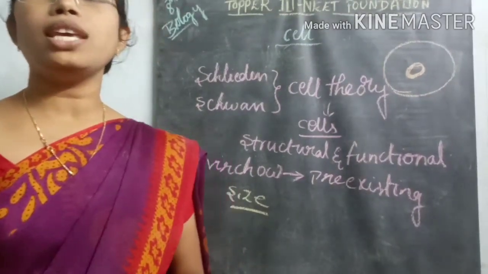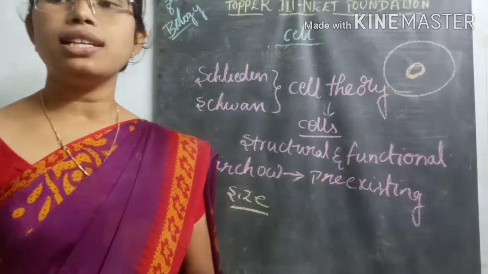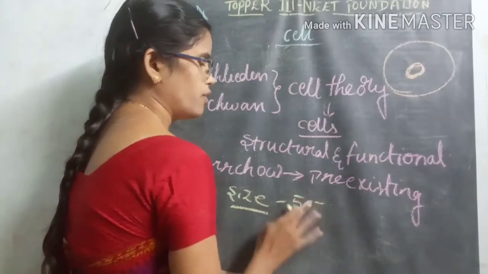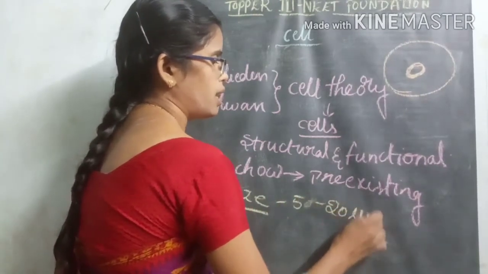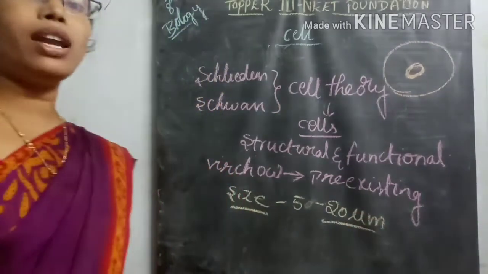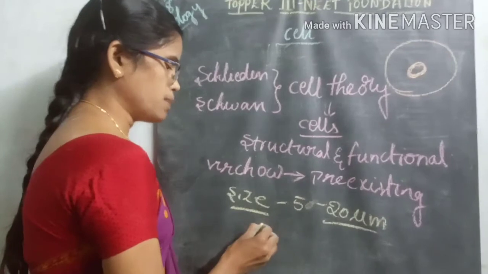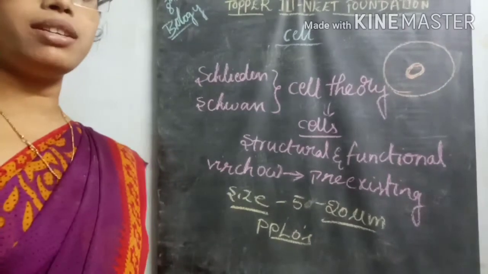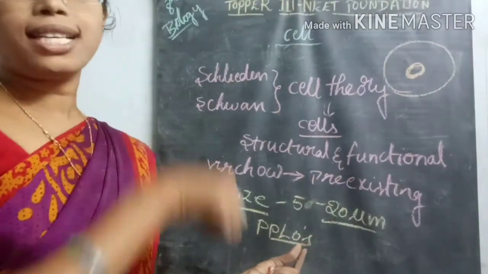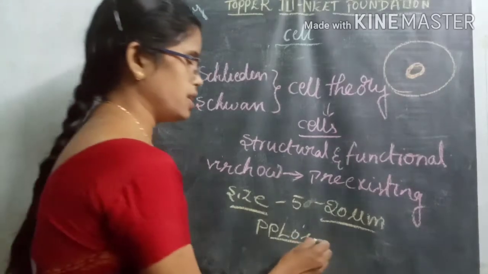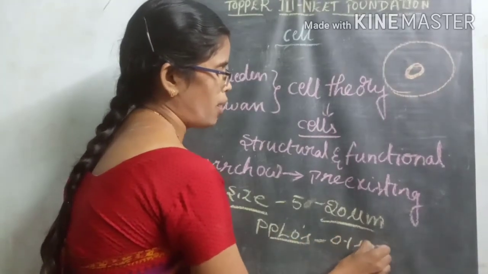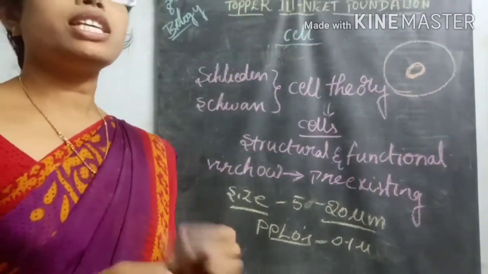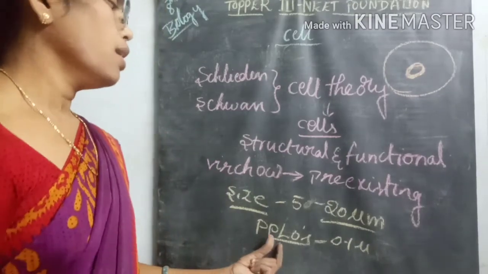For example, if you see some animal cells, the size will be 5 to 20 micrometers in length. And if you see mycoplasmas, they are also called PPLOs, pleuropneumonia-like organisms. For these pleuropneumonia-like organisms like mycoplasmas, the cell diameter is 0.1 micron. So the smallest cell present in organisms is the PPLO.